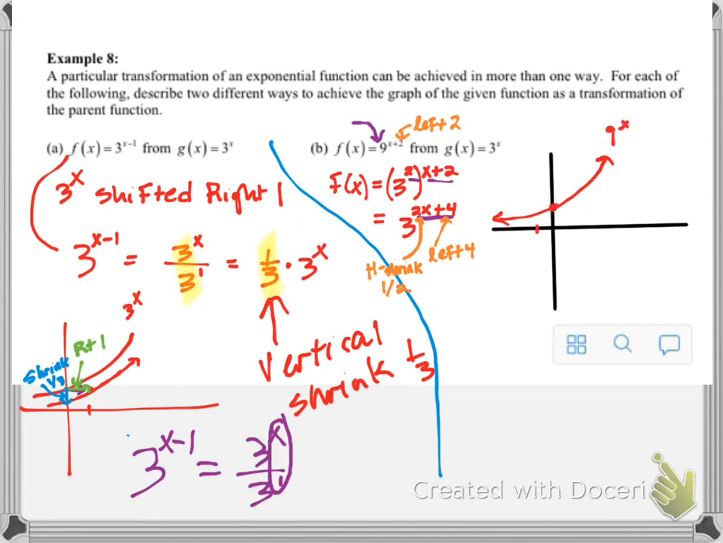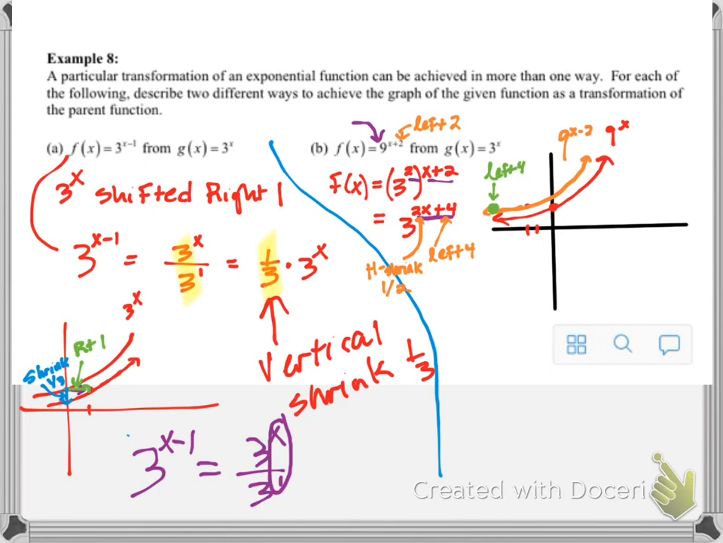Here goes. If I graph this, here's 9 to the x. I'm sorry, I wrote 9 to the x in there, but I think I meant to write 3 to the x. But well, let's start with 9 to the x and see how that goes. Okay, all right, 9 to the x plus 2. If I just shift it left 2, there it is. This is what I wrote the first time through. Okay, so there's 9 to the x plus 2.